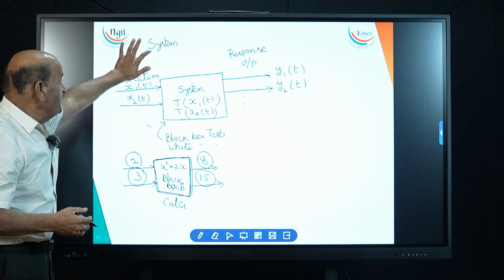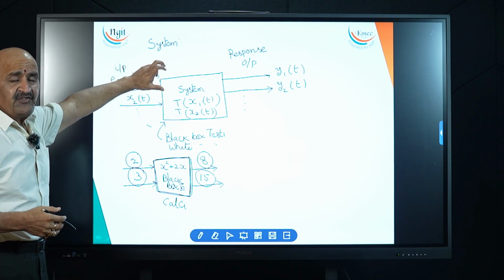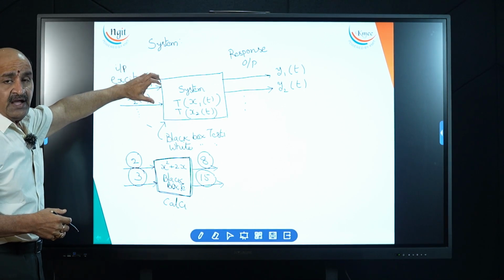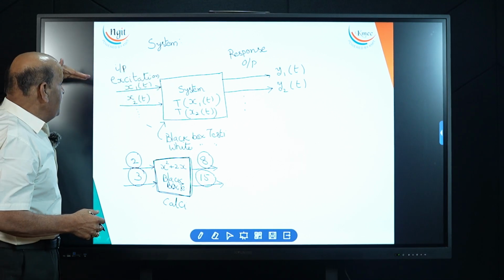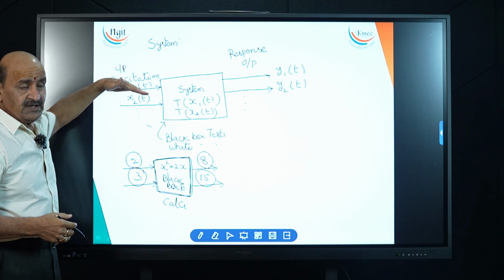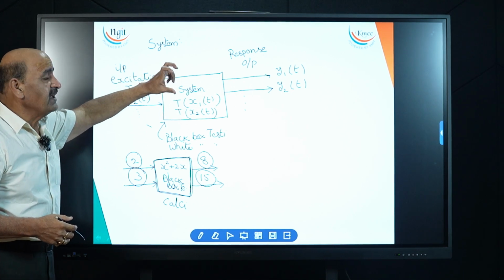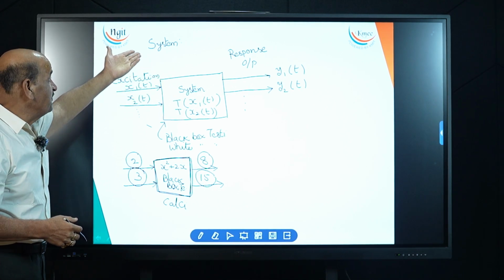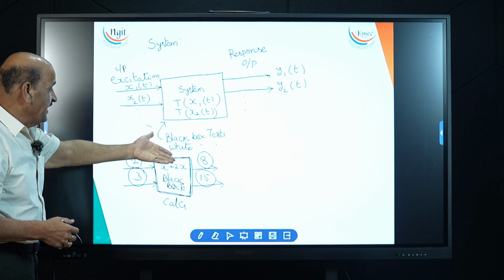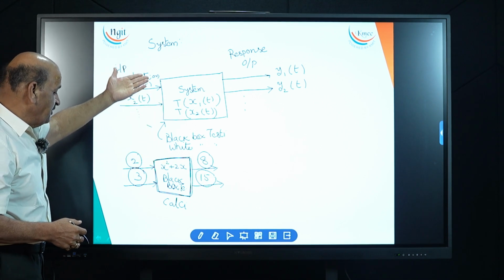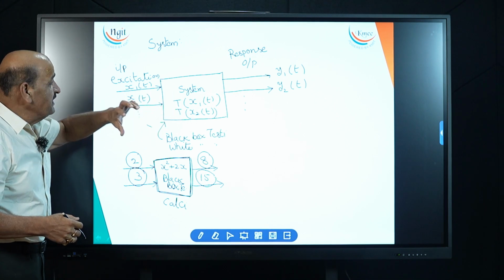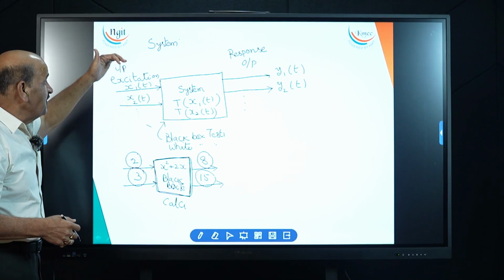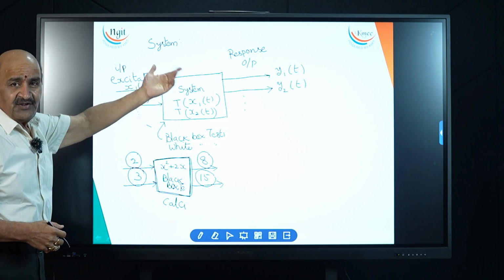So a system is a single device or a group of interconnected devices in which for every individual excitation there will be a corresponding response. Under this second part we are going to discuss systems and various kinds of systems in electronics, and what is the impact of a system on signals.